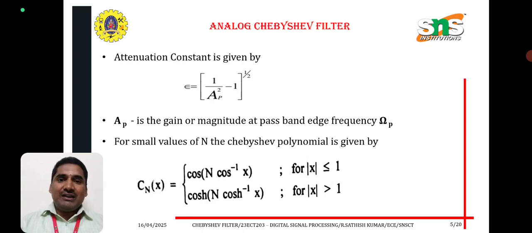For small values of n, how do we determine the Chebyshev polynomial? Cn(x) is equal to cos(n cos⁻¹(x)) for magnitude of x less than or equal to 1, and cosh(n cosh⁻¹(x)) for magnitude of x greater than 1. This is the condition for determining the Chebyshev polynomial for small values of n.